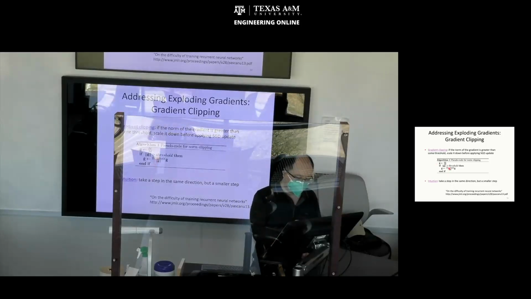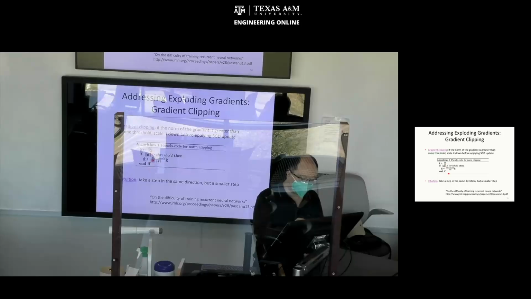So in this case, it's very simple. If the norm is above some threshold, then you just make this gradient smaller, in the same direction, but the scalar is normalized, right? So that the norm now is just the threshold, isn't it? Because the denominator is the norm.